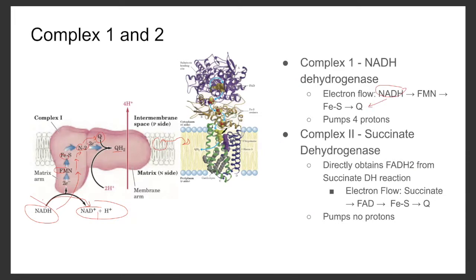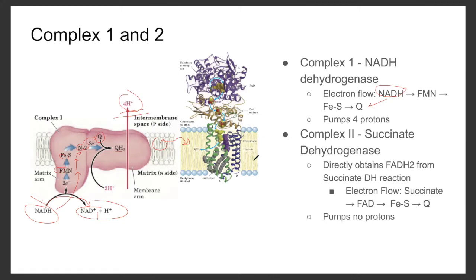The other thing it does that we don't see here directly is that it pumps 4 protons to the intermembrane space. The exact mechanism for how it does the proton pumping is not relevant for the class, but just note that it pumps protons, so it fuels the gradient. So the electrons in this step of the reaction lose energy. That energy is used to pump protons.